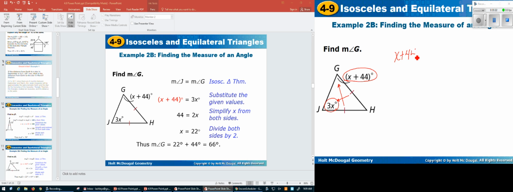So x plus 44 equals 3x. From here, what would we do? Subtract x. So 44 equals 2x. And then what? Divide by 2. So what is x? 22. Is that our answer? No, they want us to plug it back in and find g. So if we plug it back in, what is 22 plus 44? 66. And don't forget your degree symbol. Don't forget your little m for measure.